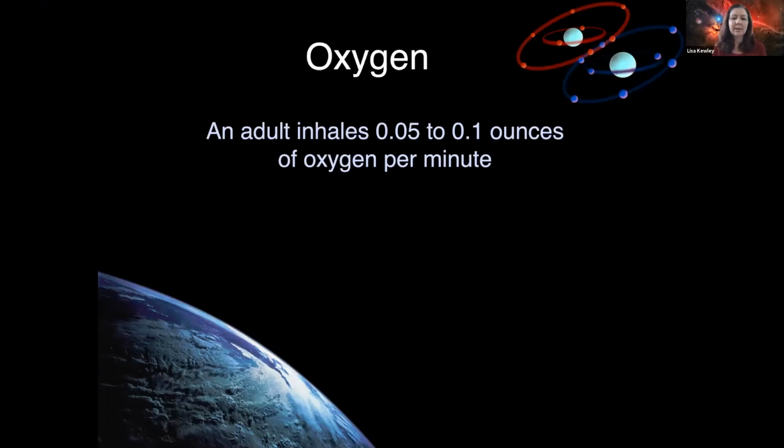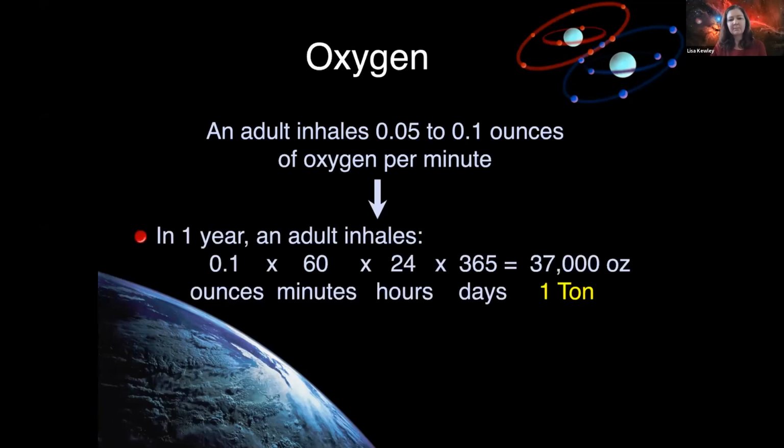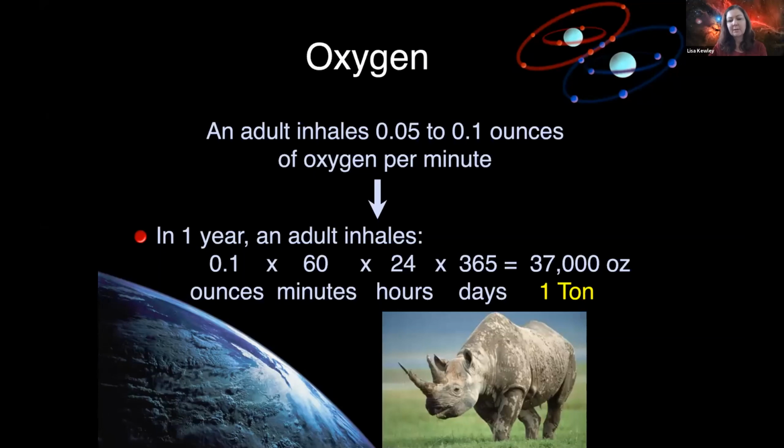So an adult inhales about 0.05 to 0.1 ounces of oxygen a minute. And it doesn't sound like very much, but in a year, an adult actually inhales a ton of oxygen. And kids, depending on their size, will inhale maybe half of that or 2/3 of that or a quarter of that. And so if you can imagine how much a ton weighs, well, sometimes it's hard to think of how much a ton weighs. So I like to put it into physical terms. So it's about the weight of a rhinoceros. And so we are actually breathing an enormous amount of oxygen.